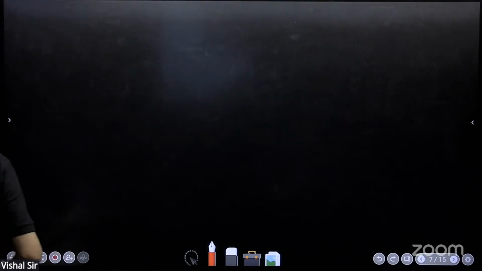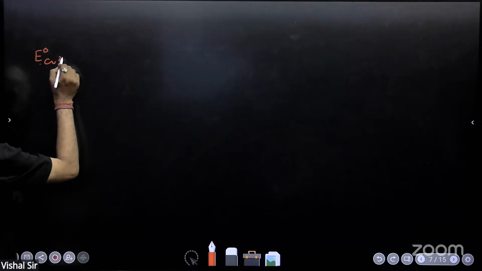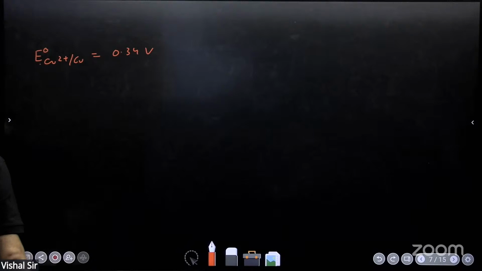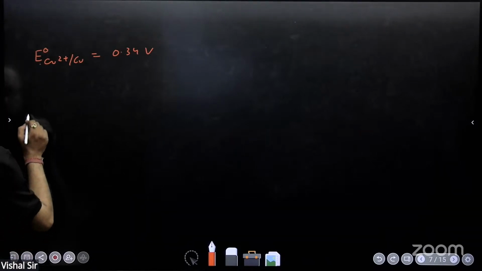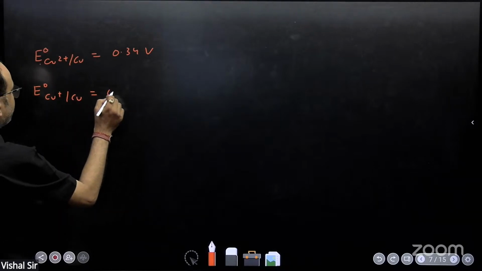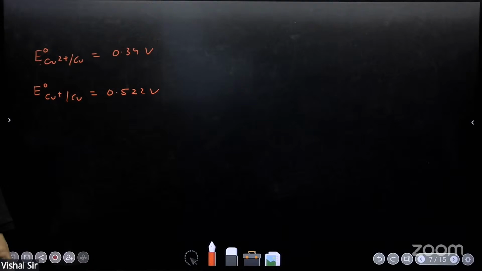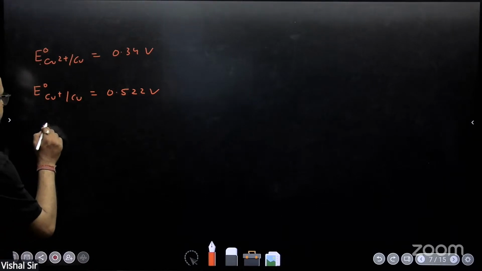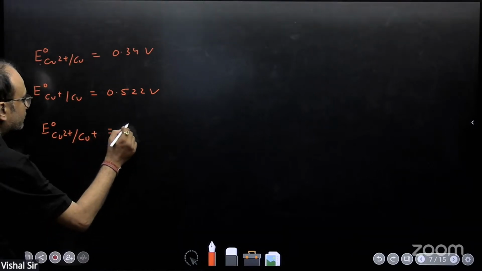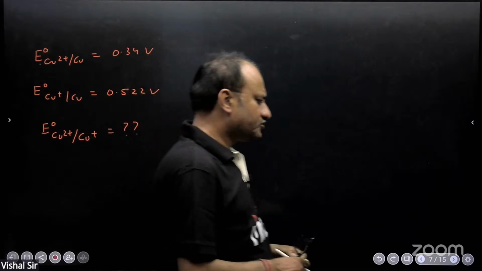The problem given to us was like this: E naught of Cu2 plus to Cu is 0.34 volts and E naught of Cu plus to Cu is 0.522 volts. You have to find E naught of Cu2 plus to Cu plus. A similar approach.